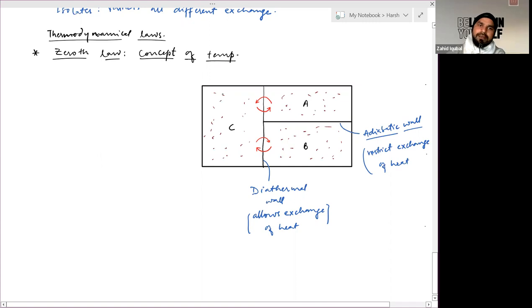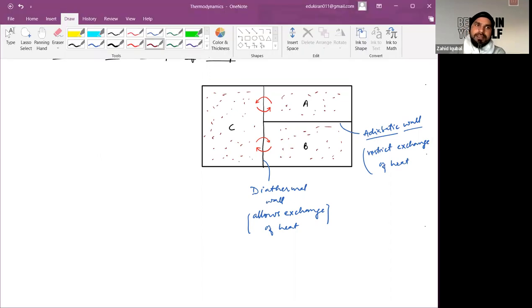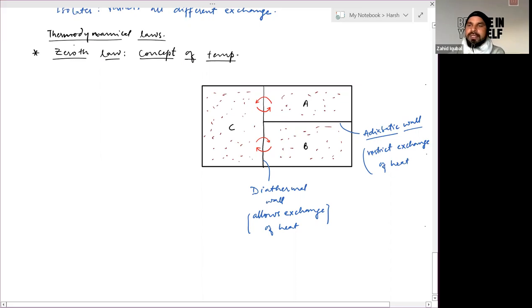So we can say for the flow of heat between any two thermodynamical systems, we need a physical quantity called temperature. There should be some temperature difference between any two thermodynamical bodies for heat to flow between them. So the zeroth law simply defines the concept of temperature. It is the physical quantity which allows exchange of heat between any two thermodynamical systems. Is it clear? Yes, sir.